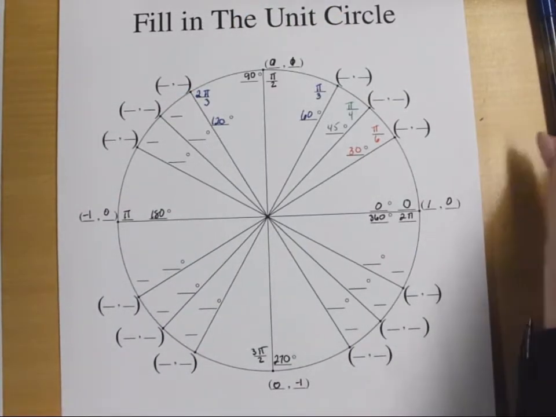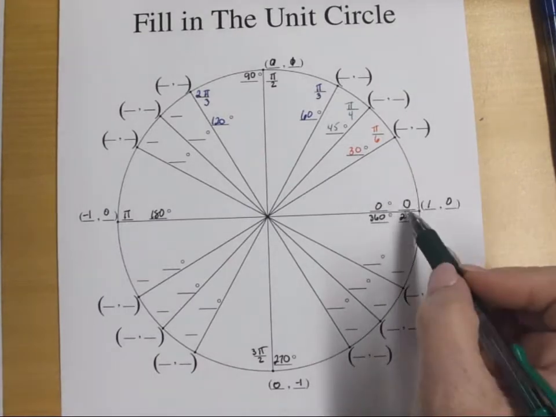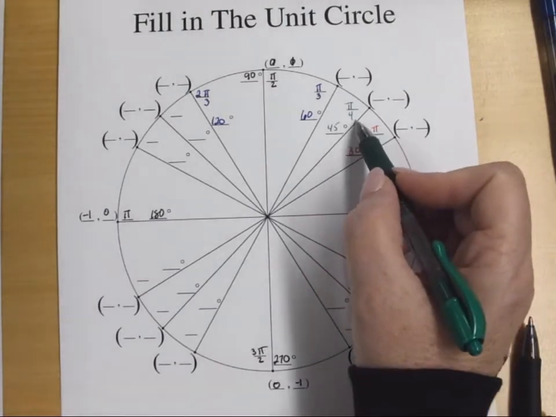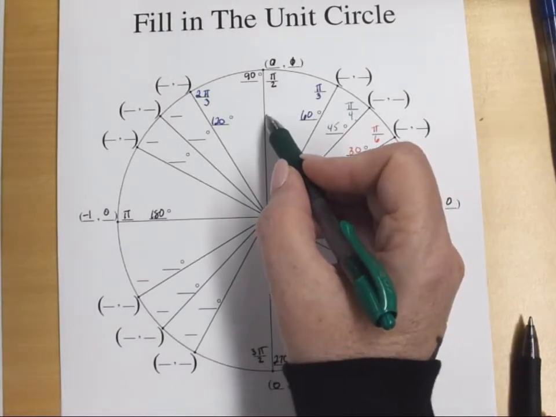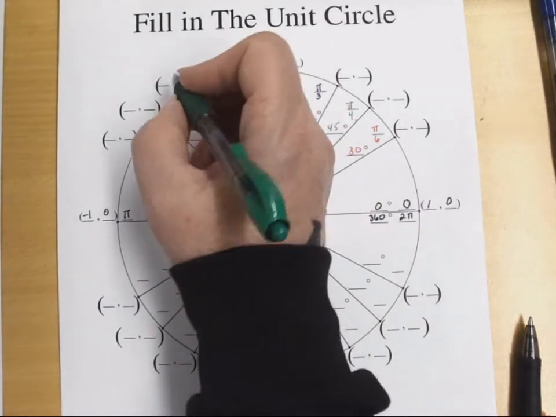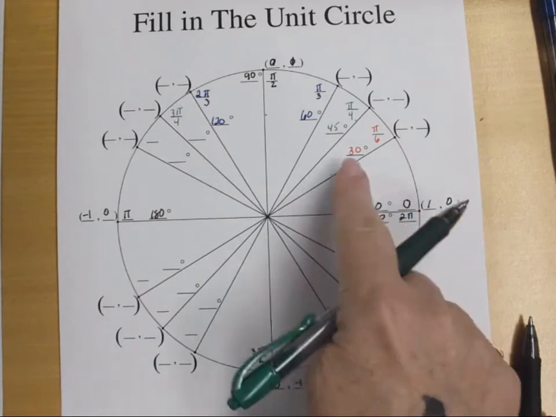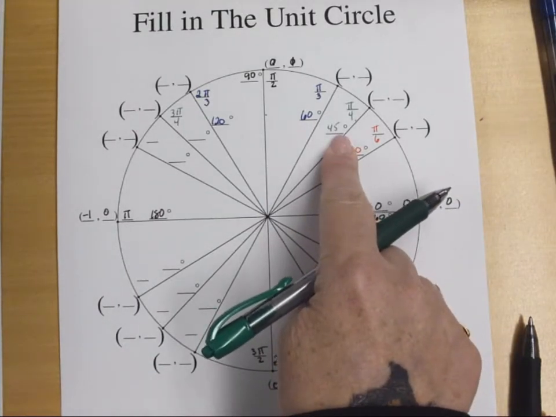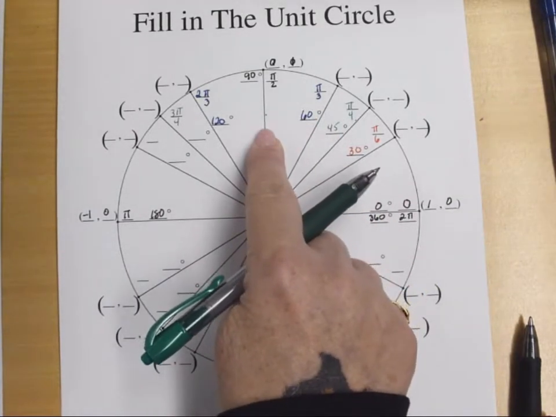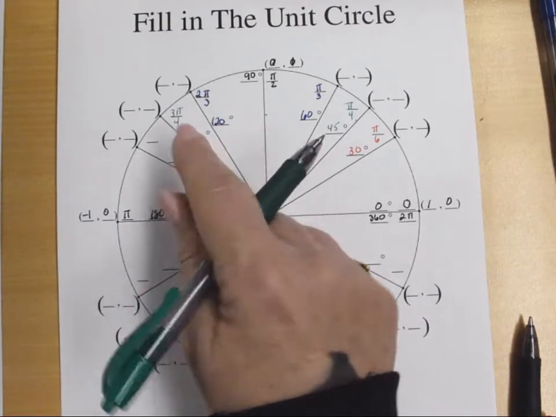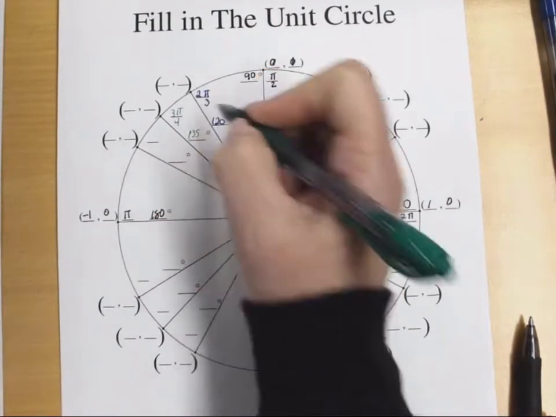Now, if we look at the next part, this was 1 pi over 4, 2 pi over 4. This will be 3 pi over 4. And this was 45 degrees plus 45 gets us 90. 90 plus 45 will get us 135 degrees.